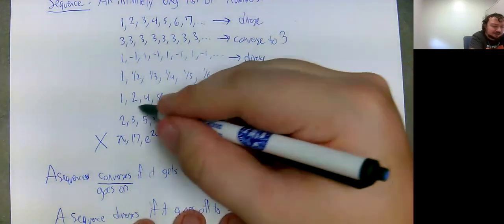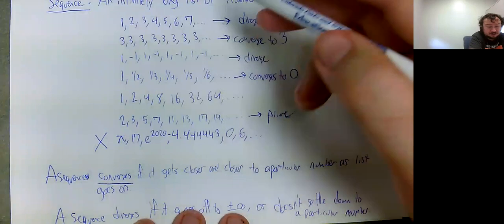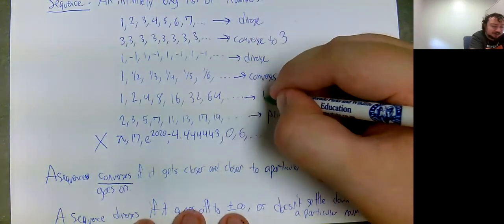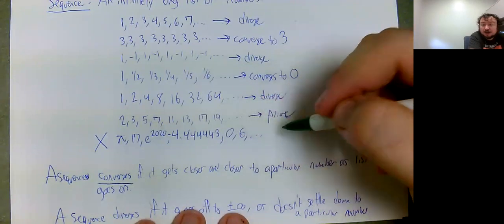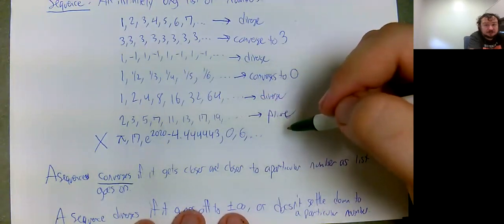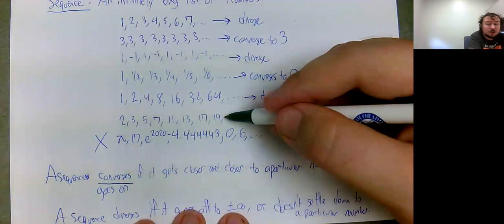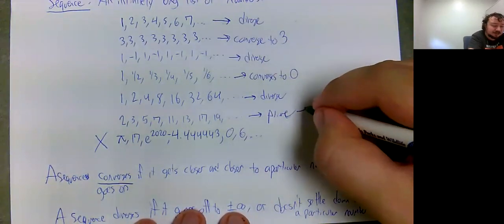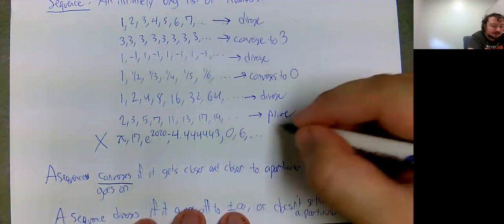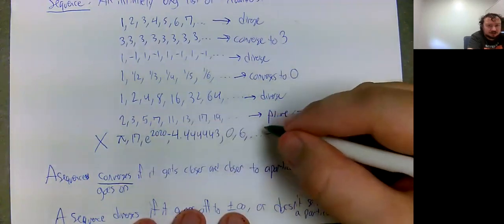This one's diverging, it's going off to infinity even faster than this one up here. So this one's going to diverge. In the same way, this list of prime numbers is going to diverge as well, because there are infinitely many primes, but they just keep getting bigger and bigger. So this one's going to diverge too. And finally, it's not clear at all what this one's going to do.